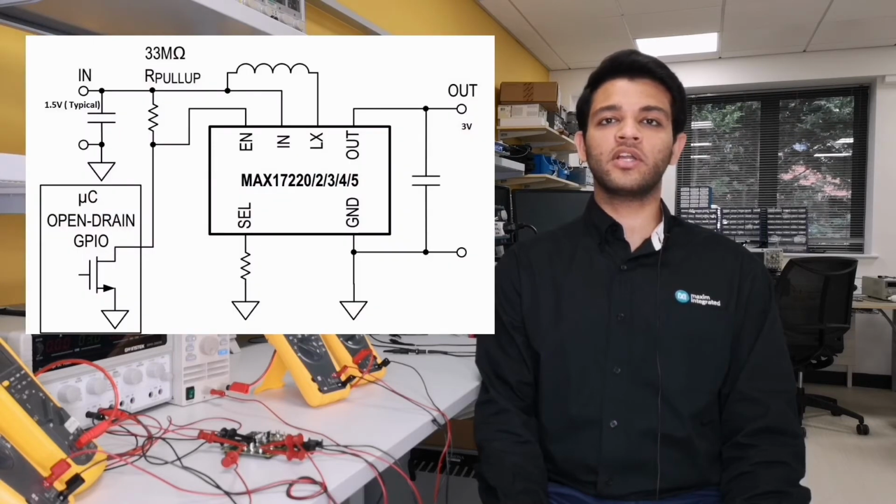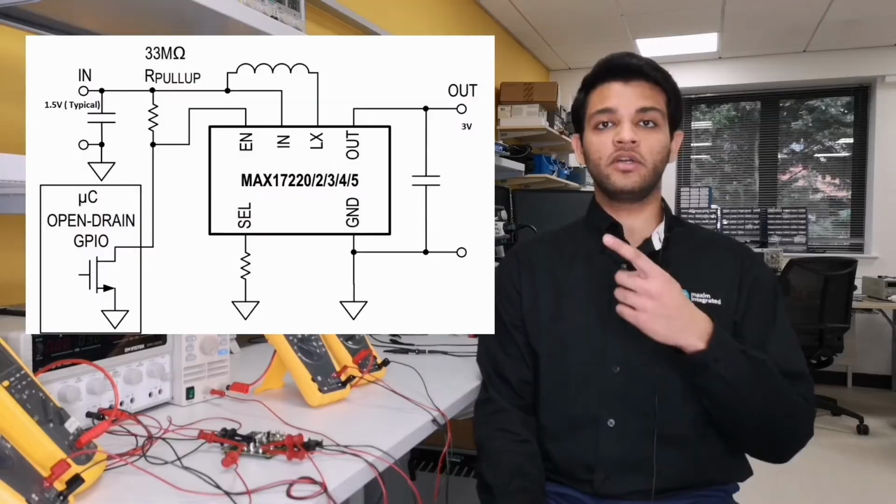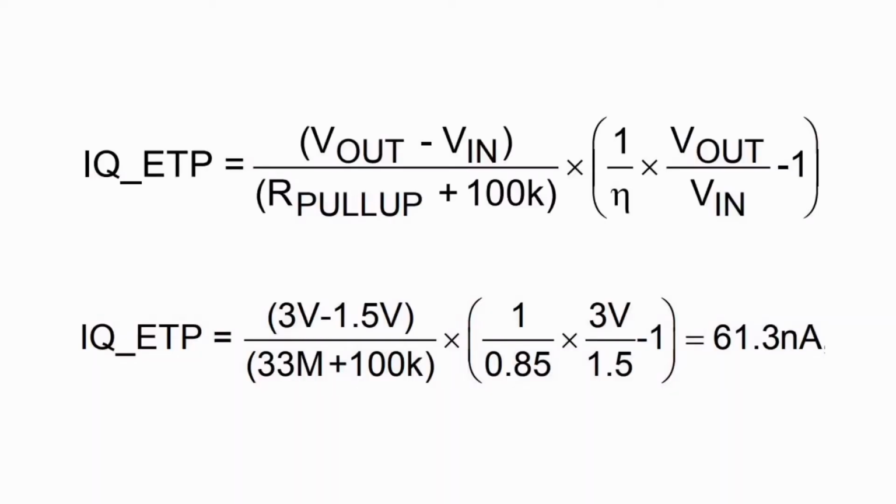Now, the extra current needed for the transient protection circuitry can be calculated as follows. For example, a part configured for a typical output voltage of 3.3 volts for a typical input voltage of 1.5 volts with a pull-up resistor of 33 mega ohms, as in this figure, where eta or the efficiency is estimated to be 85%. Hence, a part configured as such will have a quiescent current of 767.7 nanoamperes, which is the sum of the input quiescent current, the transient protection current, and the output quiescent current.